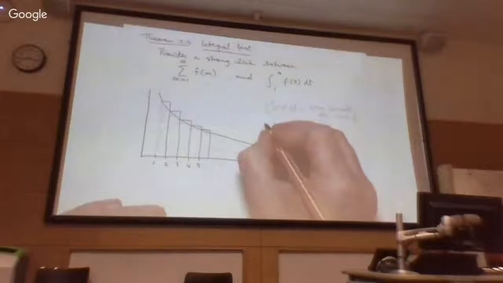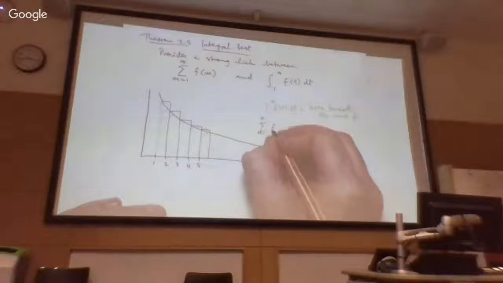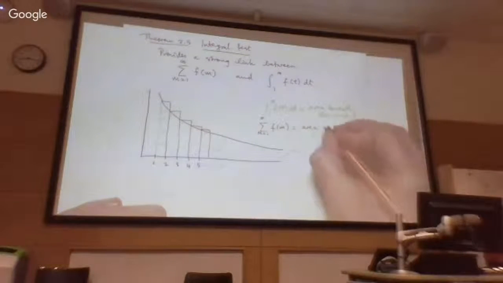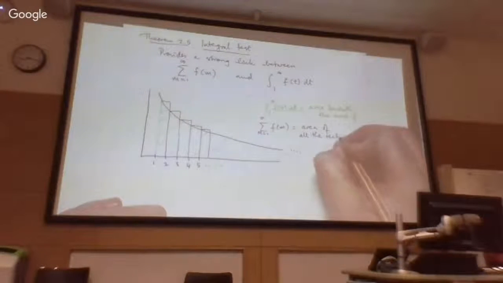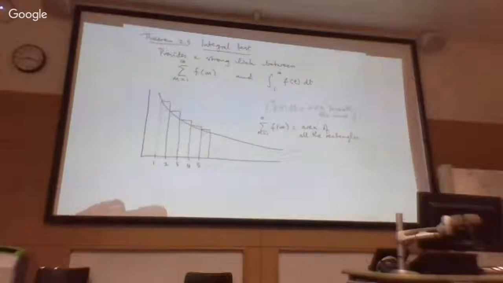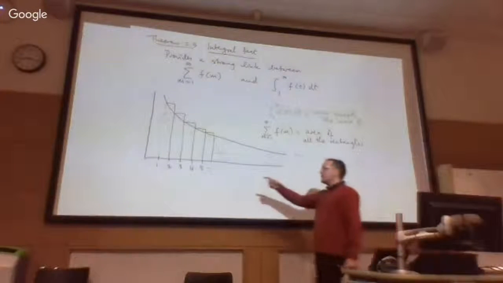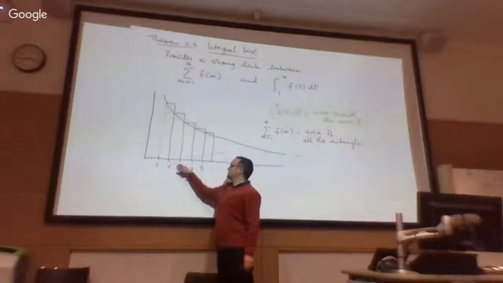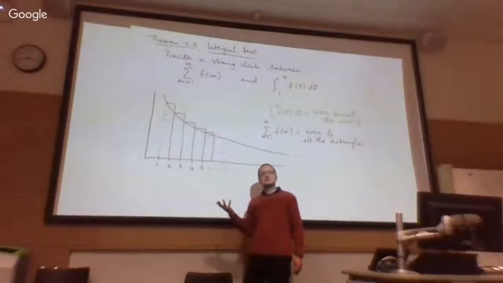The claim is that the sum from n equals 1 to infinity of f(n) equals the area of all the rectangles. Now why is that? Well, look at what area one of the rectangles has. So look at this rectangle between 2 and 3. What's the area? Well, the area of a rectangle is the width by the height.